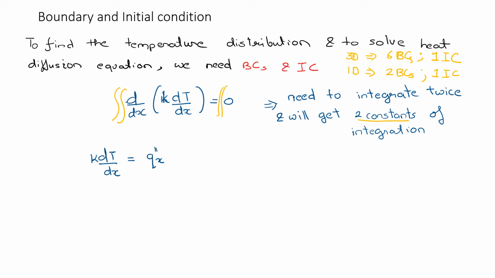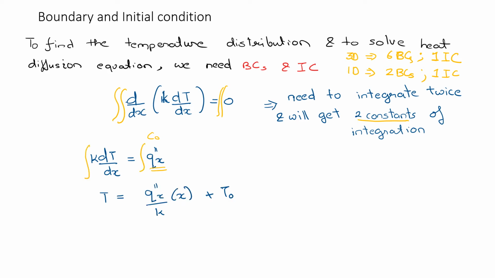Now, when we integrate this for the first time, because we have a zero on the right hand side, our equation will be thermal conductivity times the change of temperature in x direction equals a constant, which in this case I have written as the heat flux in x direction. You can write this as any arbitrary constant, but if you look at the dimensions of the constant, it will be the same as the heat flux.